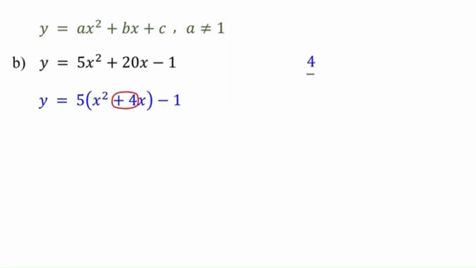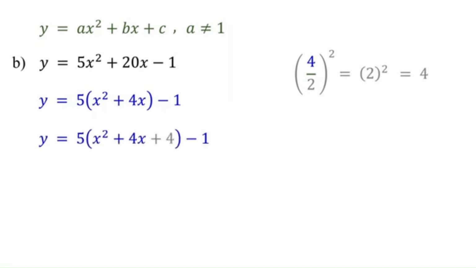Next, find half of the coefficient of the x term and square it. Half of 4 is 2, and 2 squared equals 4. Then, add this value to the variable terms inside the parentheses to complete the square. This is now a perfect square trinomial. Now, to maintain the equation value, what number should we subtract? What do you think? Notice that the trinomial is multiplied by 5. If we distribute, 5 times 4 gives us 20, which means we are actually adding 20, right? So, to maintain the equation value, we must subtract 20.